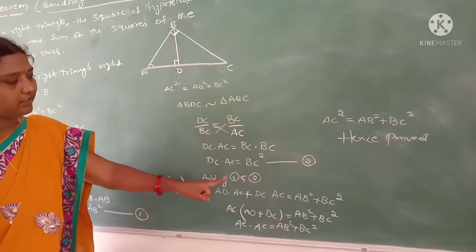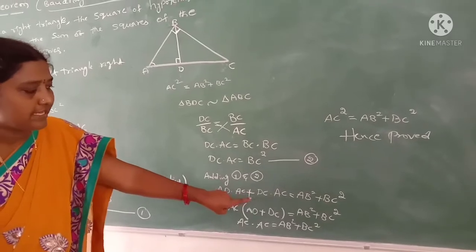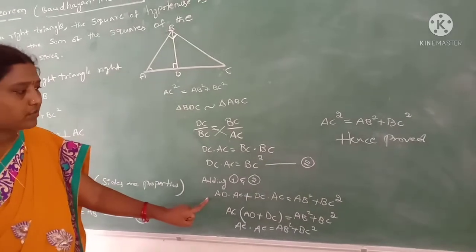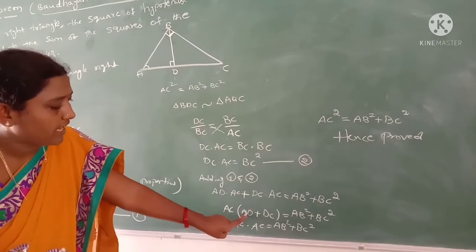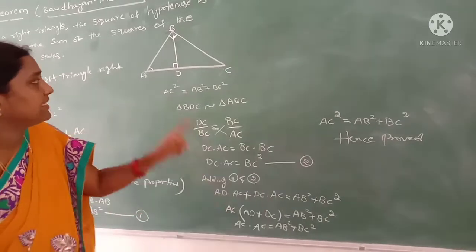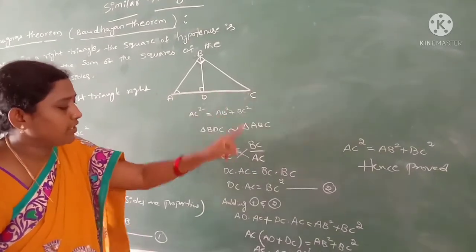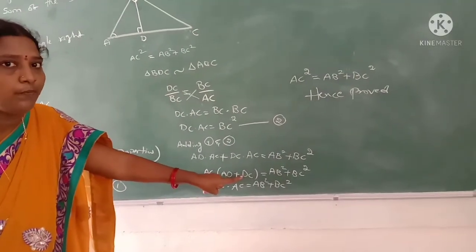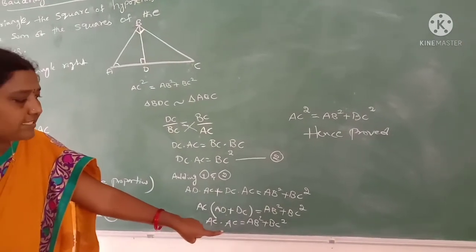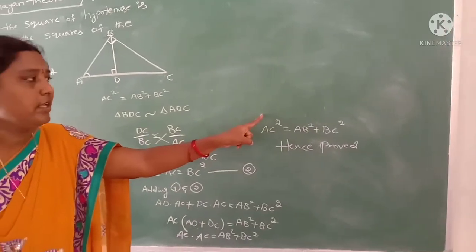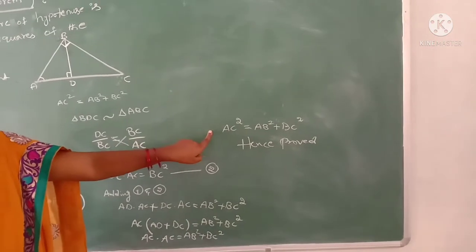Next, adding equations 1 and 2, we get AD into AC plus DC into AC equals AB square plus BC square. We write AC into AD plus DC. AD plus DC means AC. So we write the AD plus DC value as AC, equal to AB square plus BC square. So AC into AC means AC square, that equals AB square plus BC square. This is the Pythagoras theorem.